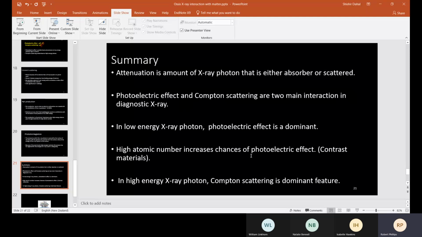So in summary, attenuation is the amount of X-ray photons that is either absorbed or scattered. Photoelectric effect and coherent scattering are the two main interactions in diagnostic X-ray imaging. In low energy X-ray photons, the photoelectric effect is dominant. High atomic number increases the chances of the photoelectric effect, for example contrast material, iodinated contrast material. And in high energy X-ray photons, Compton scattering is the dominant feature.